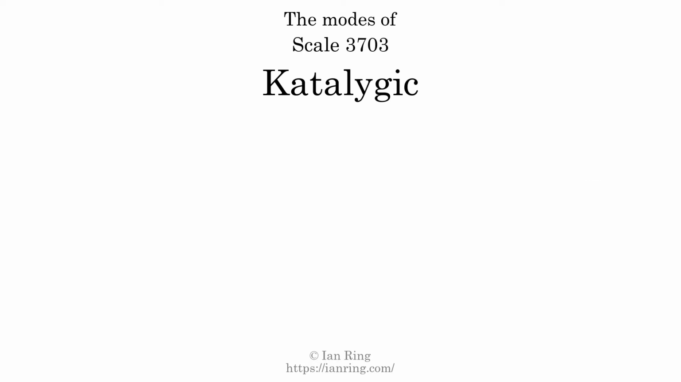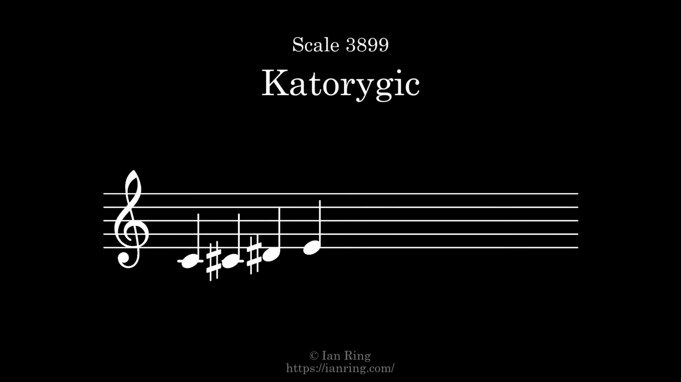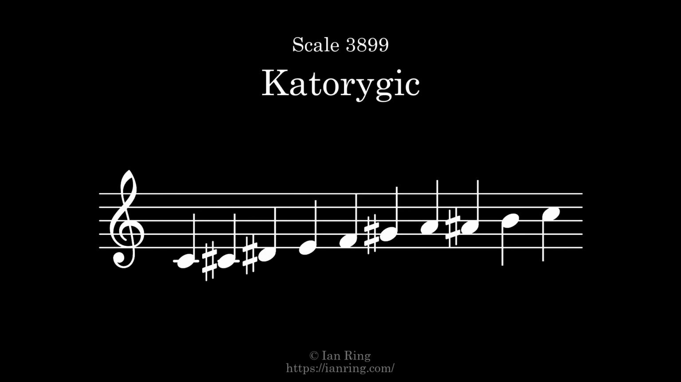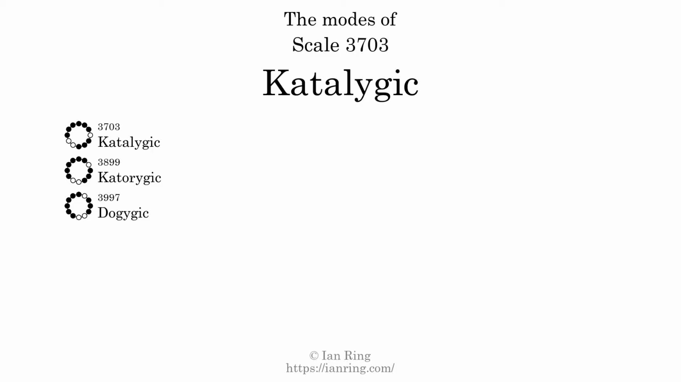This scale has 9 modes. The first mode is itself. The second mode is scale 3899, also known as Katalygic. It sounds like this. The third mode is scale 3997, also known as Digigic. It sounds like this.